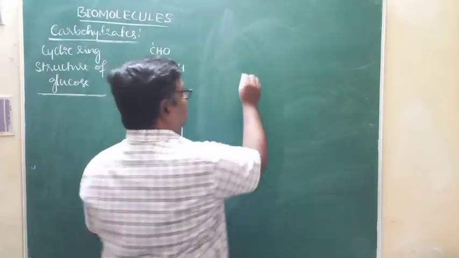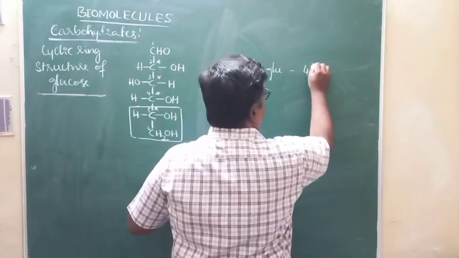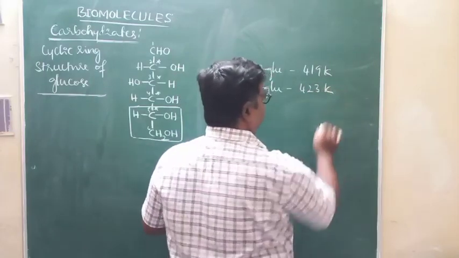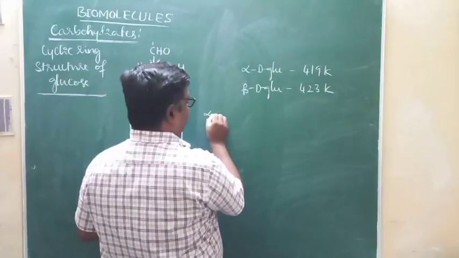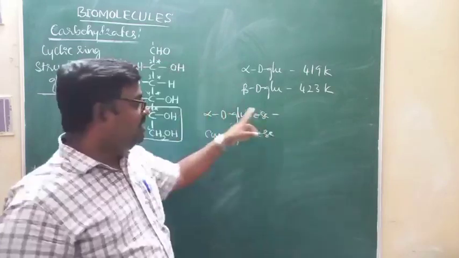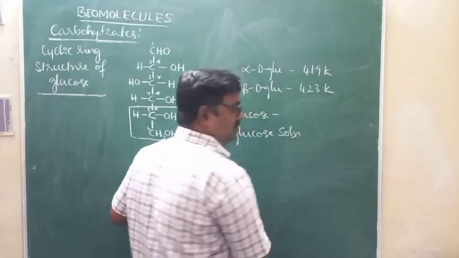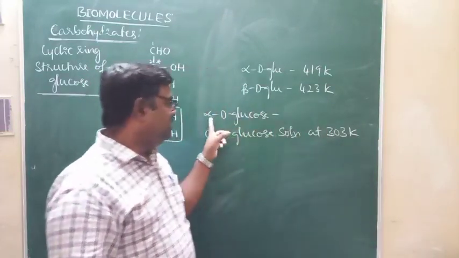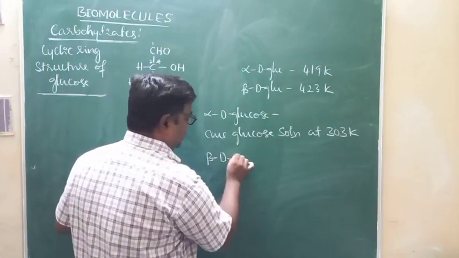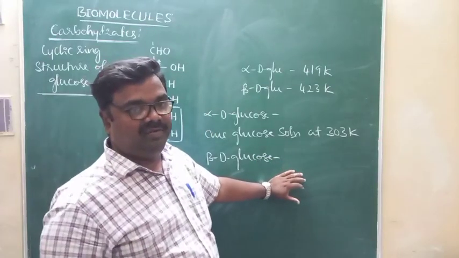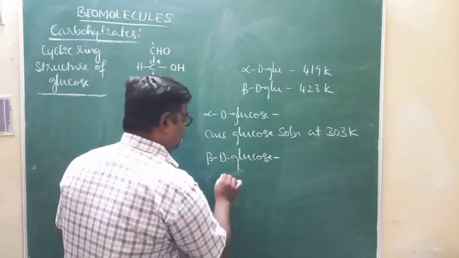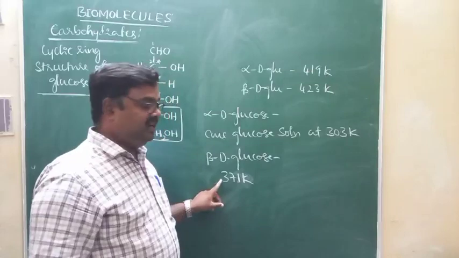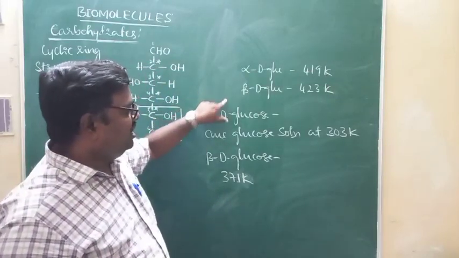The melting point of alpha D glucose is 419 kelvins. Melting point of beta D glucose is 423 kelvins. Now this is the difference in properties of alpha D glucose and beta D glucose. Apart from that, alpha D glucose can be prepared by crystallization of concentrated glucose solution at 303 kelvins. Similarly, beta D glucose can be obtained by the crystallization of hot and saturated solution of glucose at 371 kelvins. This is how alpha D glucose and beta D glucose can be prepared.